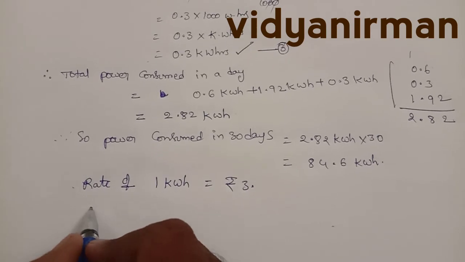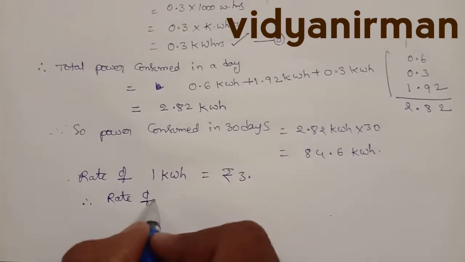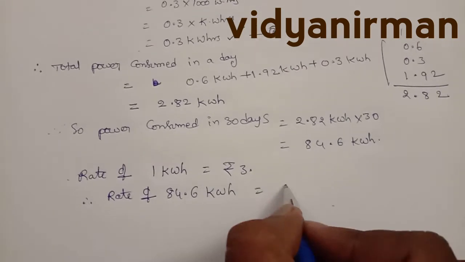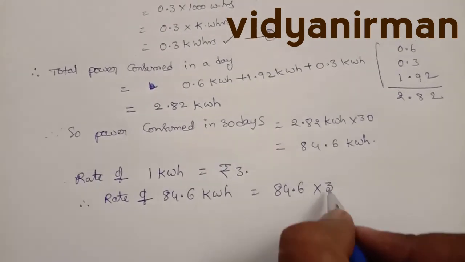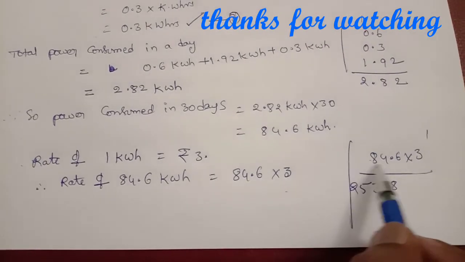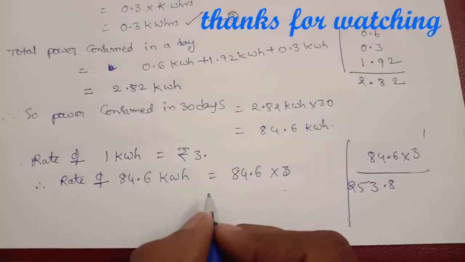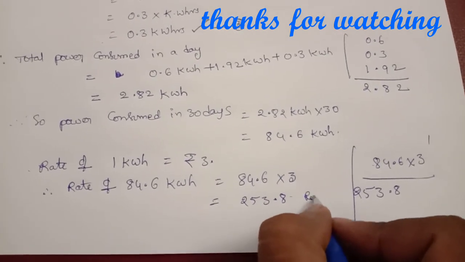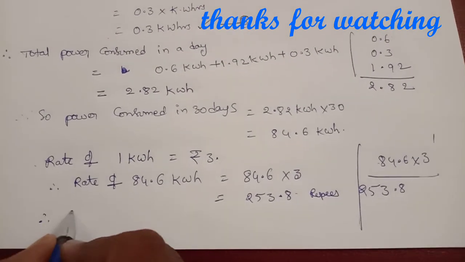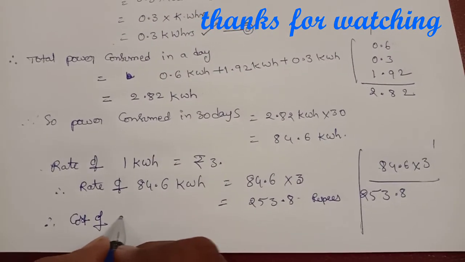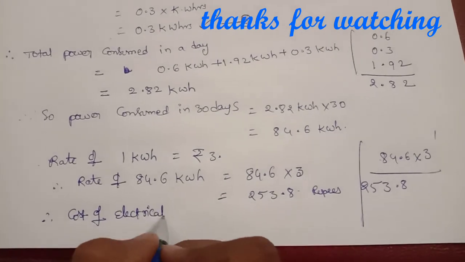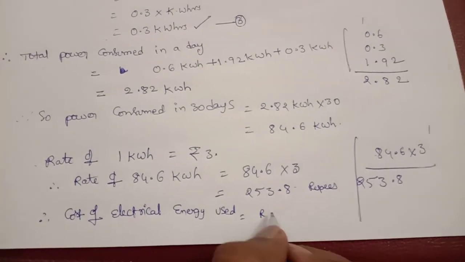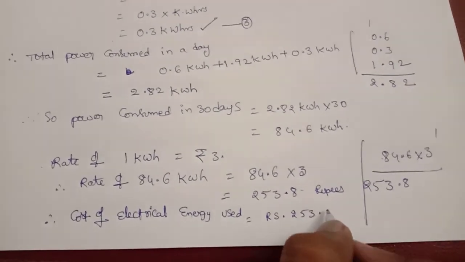So we need to calculate the total cost. Rate of cost per 1 kilowatt hour is equal to 3 rupees. So the cost of 84.6 kilowatt hours is 84.6 into 3. Its value is 253.8 rupees. So the total cost for all the devices used in 1 month is 253.8 rupees.